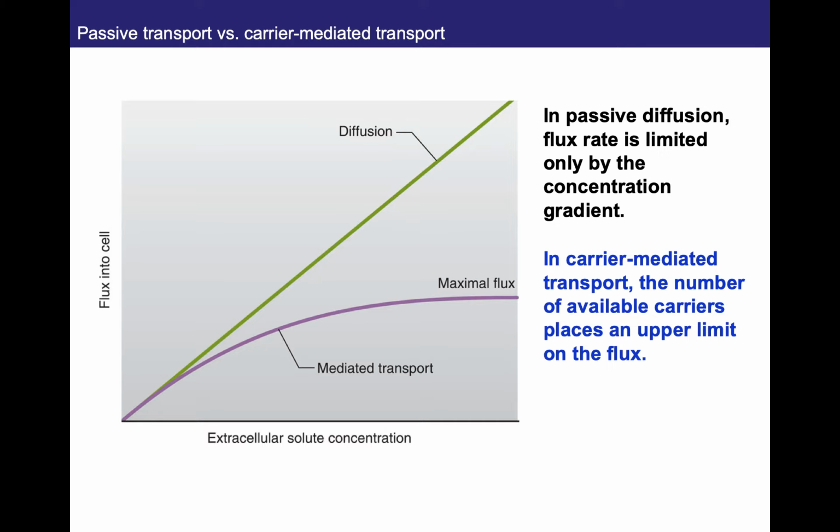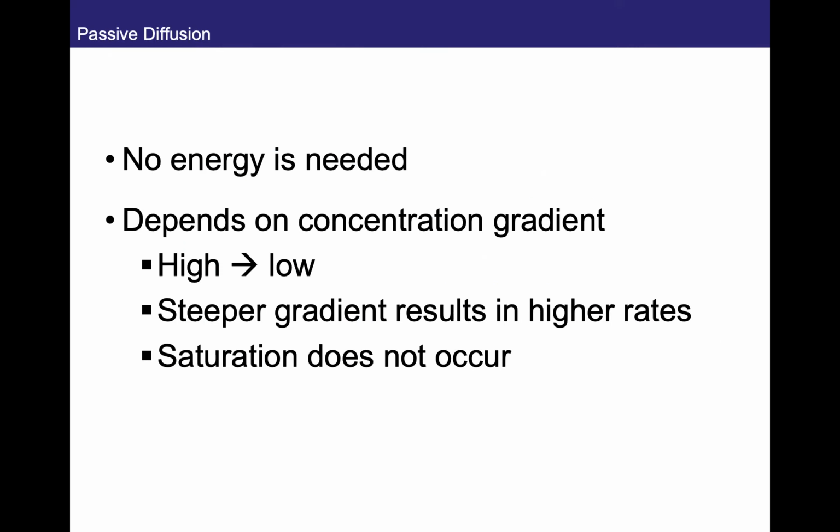From high to low. All right, so we'll get to saturation in a minute. I'll add that to the chart. But in this case, no energy is needed. It depends on the concentration gradient. It's always going to go from high to low. The steeper the concentration gradient, the higher the rate of diffusion, the higher the net flux. And in this case, saturation does not occur. But you don't really know what saturation is yet, but we'll get to that in just a second.